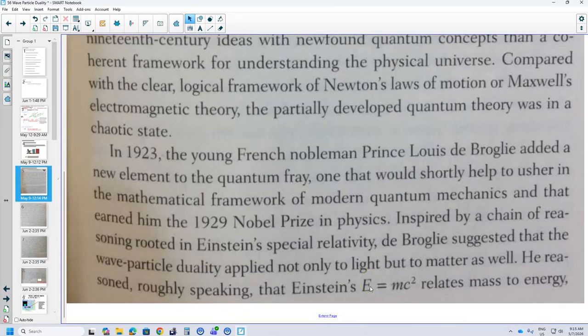In 1923, the young French nobleman Prince Louis de Broglie added a new element to the quantum fray, one that would shortly help to usher in the mathematical framework of modern quantum mechanics, and that earned him a 1929 Nobel Prize in Physics. Inspired by a chain of reasoning rooted in Einstein's special relativity, de Broglie suggested that wave-particle duality applied not only to light, but to matter as well. He reasoned, roughly speaking, that Einstein's E equals mc squared relates mass to energy.